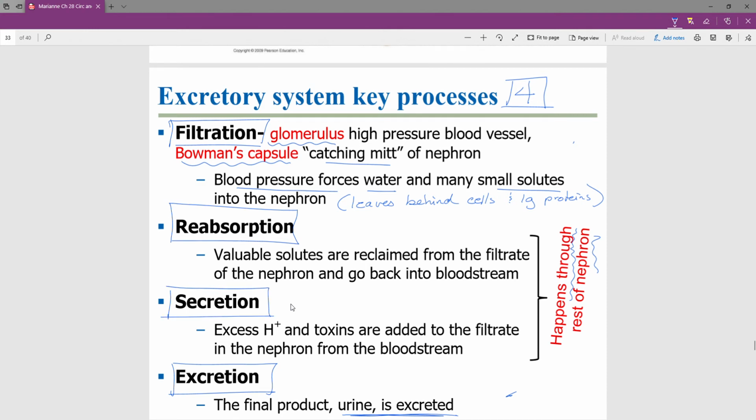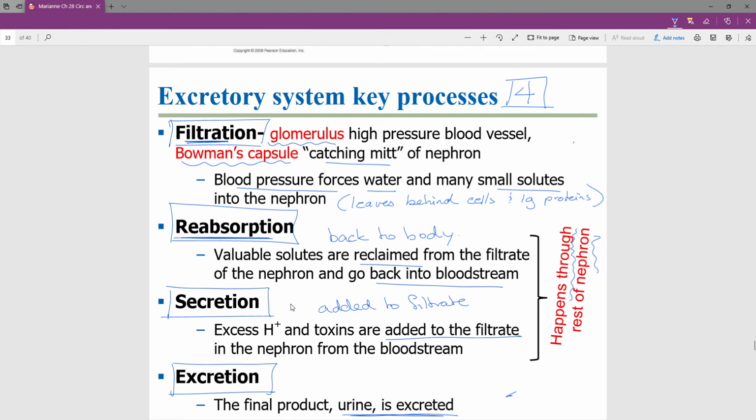So reabsorption means that things that are in the nephron are going to go back into the bloodstream. They're reclaimed, if you will. So they're reabsorbed back into the body. So back to body. Secretion would be things that are added to the filtrate. So that idea that your blood can actually add more to the filtrate than was initially filtered out in that filtration process. And so reabsorption and secretion are happening throughout the proximal tubule and the distal tubule and the loop of Henle.